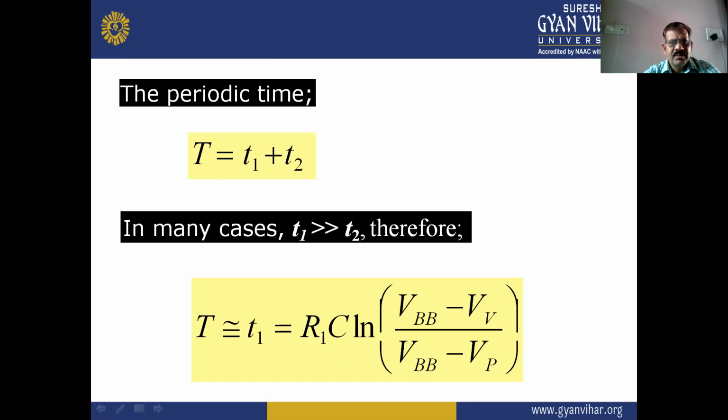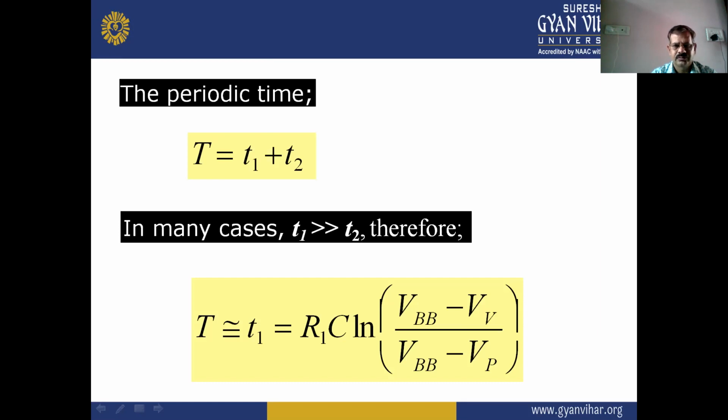The periodic time T equals t1 plus t2. In many cases T1 is very large compared to T2. Therefore, in this case, T approximately equals T1, which equals R1 C natural log of base voltage minus valley voltage upon base voltage minus peak voltage. So this is the time T in that case when T1 is very much greater than T2.